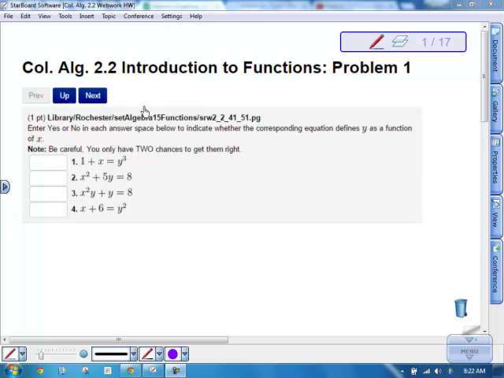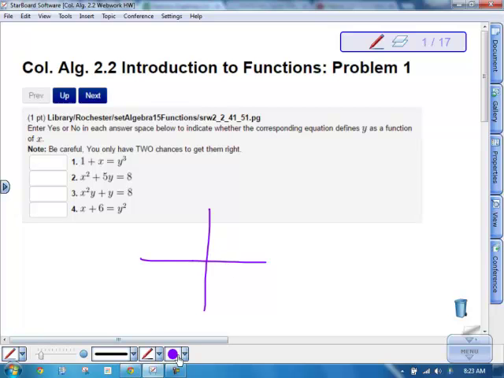Okay, this is 2.2, introduction to functions. First problem. Now, we're talking about the definition of a function, which I know we talked about in the notes. But what makes a function is just whether or not you have some kind of relation that takes some x values and does some manipulations to give you some different y values. Like you plug in 1, it multiplies each x term by 3 and divides by 2.